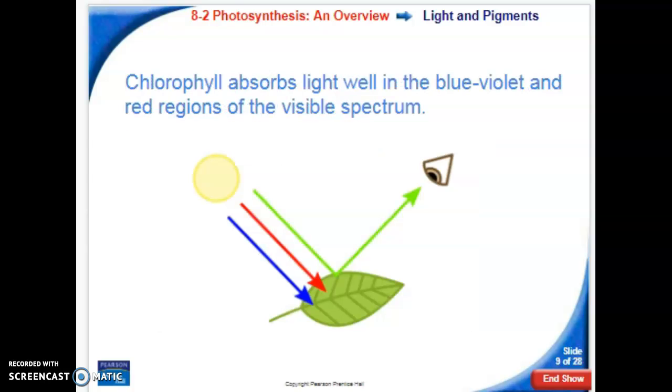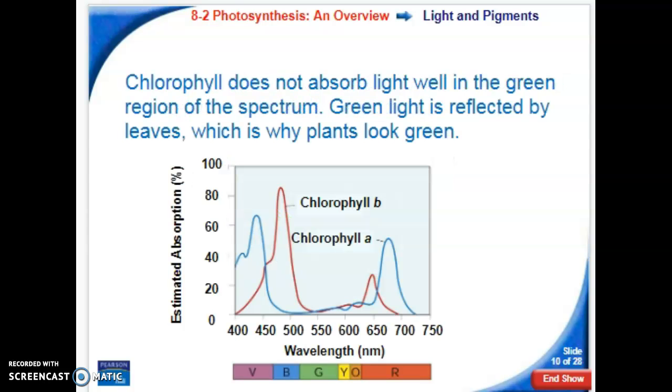And the reason that you see a plant as green is because plants are actually absorbing that blue and red light in a spectrum very well, but it does not absorb that green light, and it's going to reflect that green light, and that's why we see plants as green. This is kind of just saying the same thing, that chlorophyll does not absorb the green light, and that's why we see it so low down here. But chlorophyll A and B both absorb light very well in the red and blue spectrum.